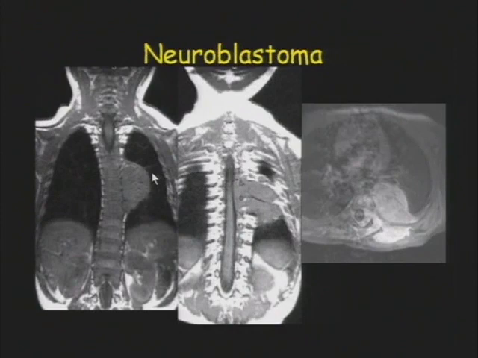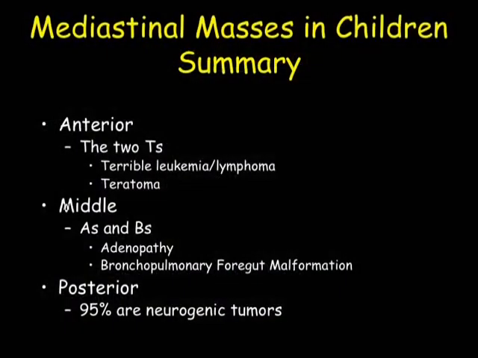Here's neuroblastoma. Especially in chest neuroblastomas, you want to look carefully at the spinal canal and at the neuroforamina because these lesions can extend into the spinal canal. So anterior 2 T's, middle A's and B's, and posterior neurogenic tumors.